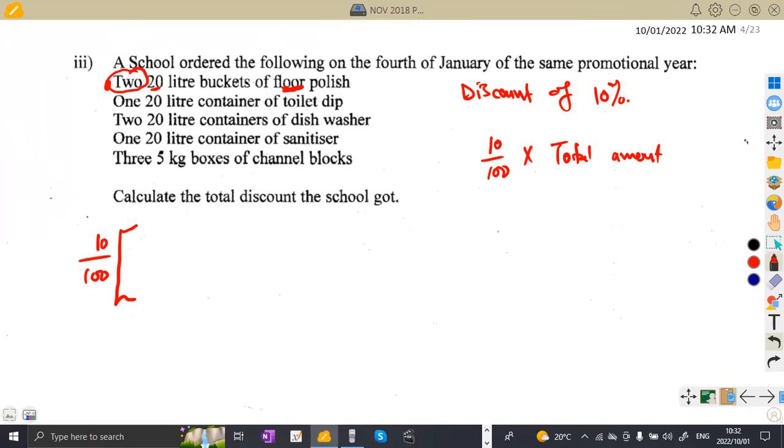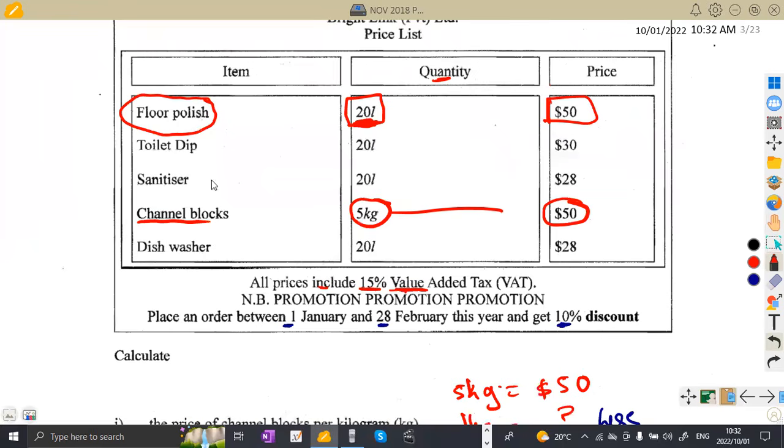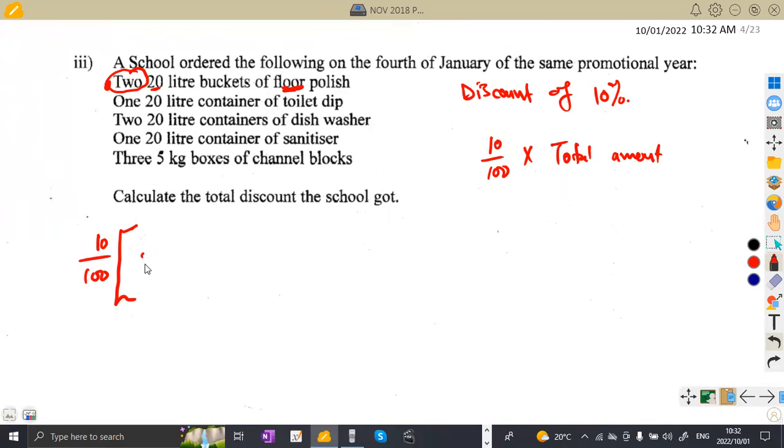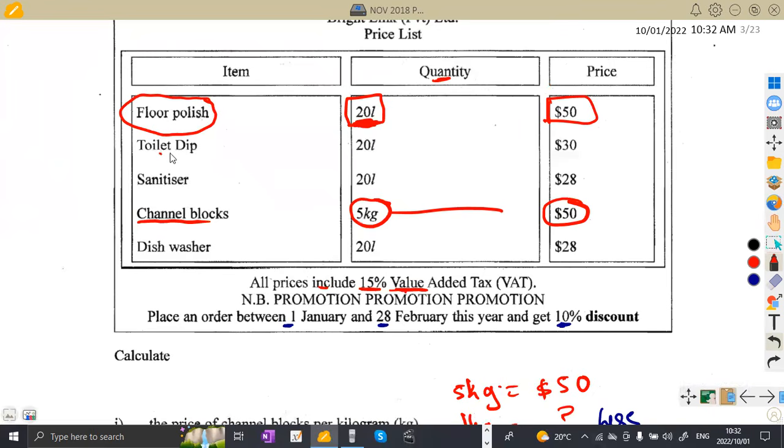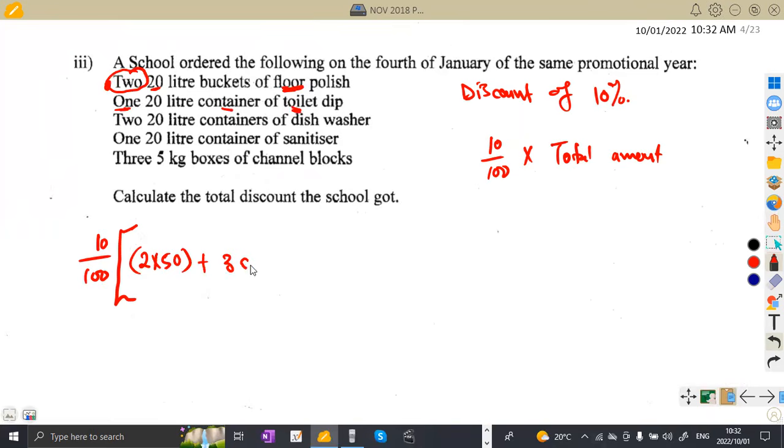Okay, but as we know, each 20-liter bucket costs what? Each 20-liter bucket costs $50, but there are 2 of them. So it is going to be 2 times 50. This is what you're going to have, 2 by 50. Plus we move on here, 1 20-liter container of toilet dip. Okay, so it's a 20-liter toilet dip. This one, toilet dip, 20 liters is $30, and we just bought 1. So it is going to be direct $30.